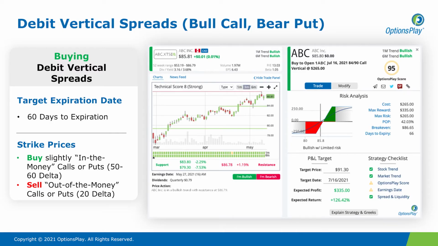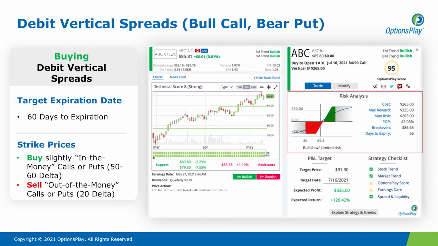Debit vertical spreads are one of my favorite strategies when it comes to taking a directional view on the market, whether it's a stock or an ETF, because debit spreads allow us to take a directional view with one of the smallest amounts of risk that we can take with respect to options. What we're doing is similar to buying a call or a put, but because buying a call or a put sometimes is expensive, we're selling a call or a put against that to offset the cost of the long call or long put that we're trying to purchase.